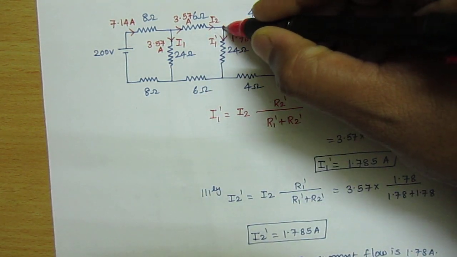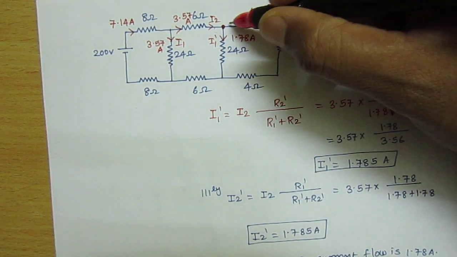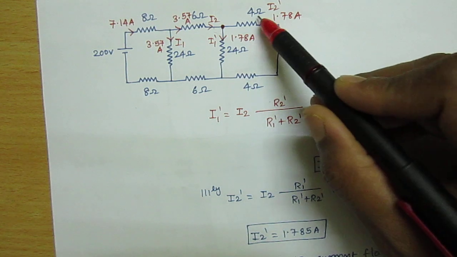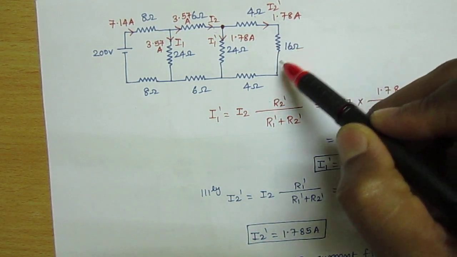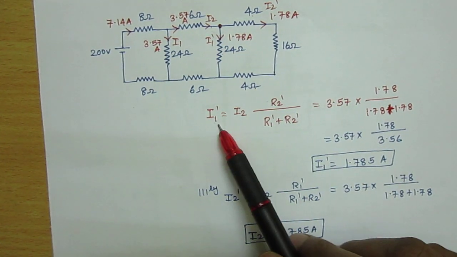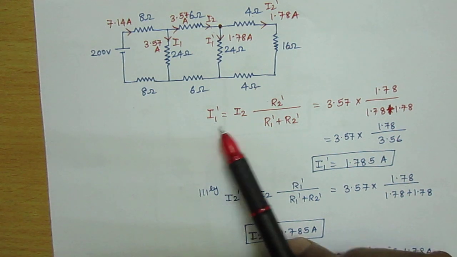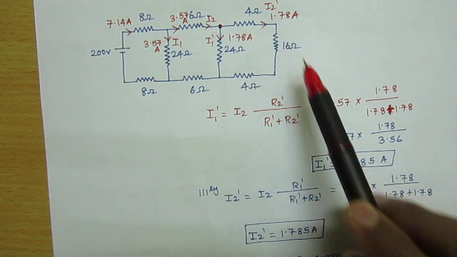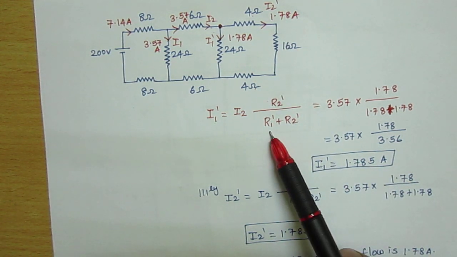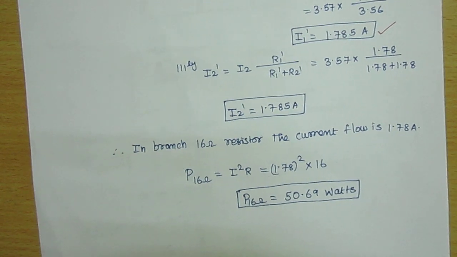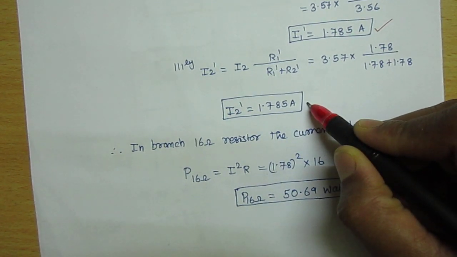Again, when it comes to this junction, it divides as I1 dash and I2 dash. If you add, the total resistance is 24: 16 plus 4 is 20, and 20 plus 4 is 24. Again we have the same resistance, so the current divides equally again. So I1 dash is equal to the total current I2 times the opposite resistance, I2 dash, divided by I1 dash plus I2 dash. If you substitute the values, we get I1 dash as 1.785 ampere. Similarly for I2 dash, we get 1.785 ampere.